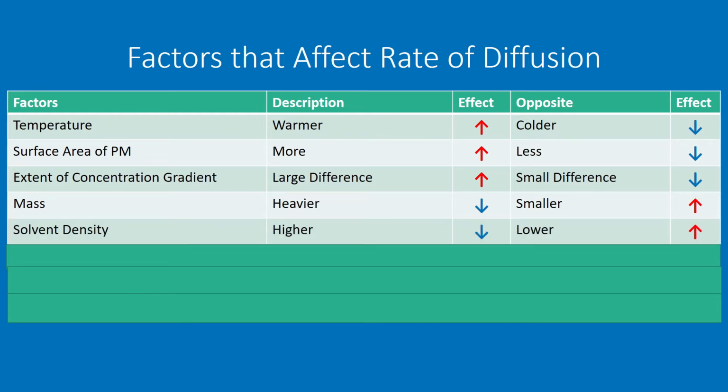Higher solvent densities reduce diffusion. Notice how doctors always say rest and drink plenty of fluids? These fluids increase the rate of diffusion so cells can get what they need to fight off disease and repair themselves. Also, when dehydrated, cell function slows down.